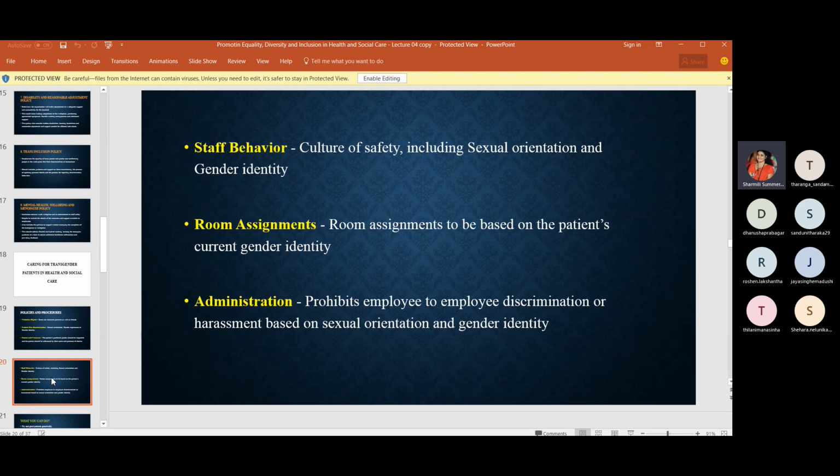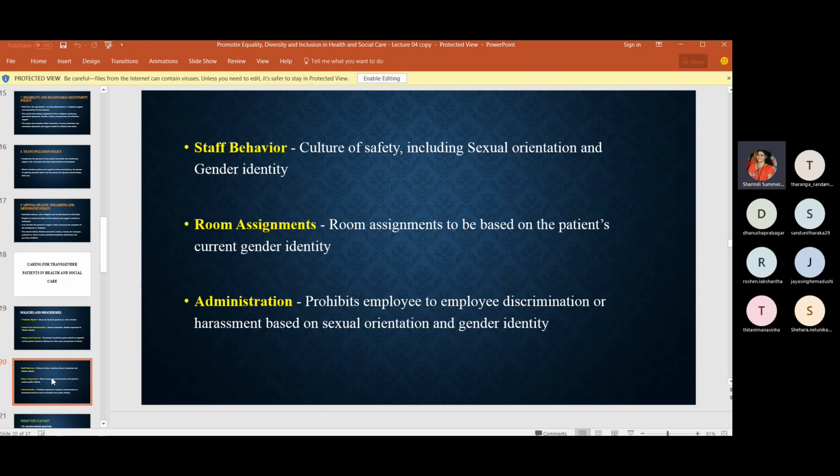Yes, so normally room assignments means when we are talking about the ward, there are female wards, male wards. Some wards have both males and females, but they have separate cubicles, like males are in one cubicle, females in another, and there are different male surgical wards, female medical wards, like different separate wards.